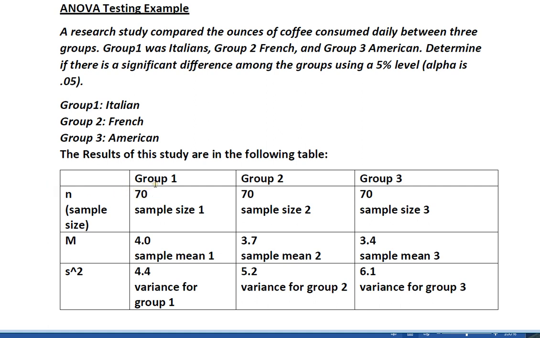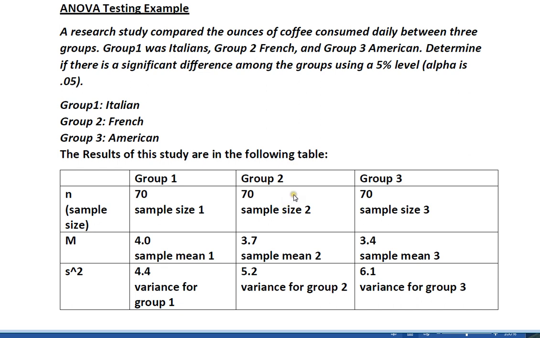The first group, which is our Italians, has 70 people in the sample. There's a mean of 4.0. That's a sample mean. That's the number of ounces of coffee the Italians drink each day. That's the average for the group. And the sample variance, S squared stands for sample variance. The sample variance for the Italian group data set was 4.4.